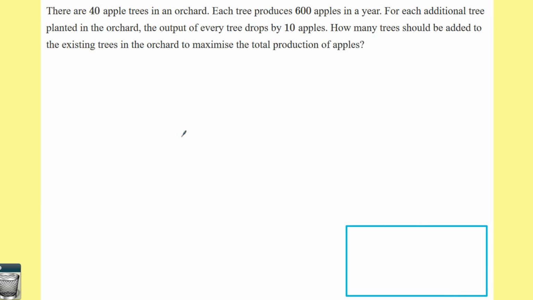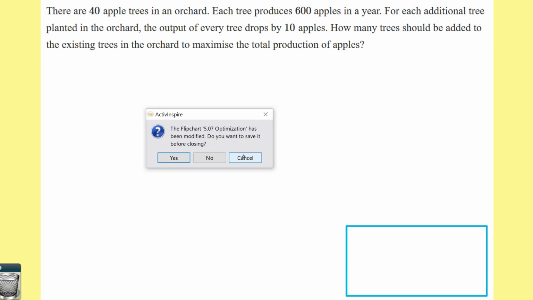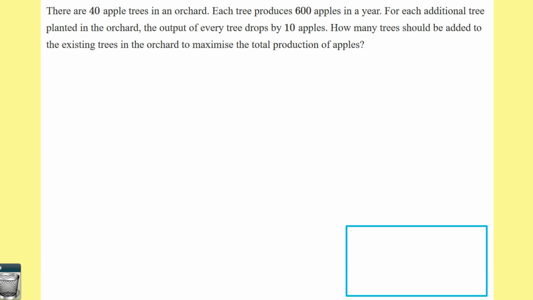Okay, one more. 40 apple trees in an orchard. Each apple tree produces 600 apples a year. Ooh, no, don't want to cancel that. Okay. So this is how I would think about it.